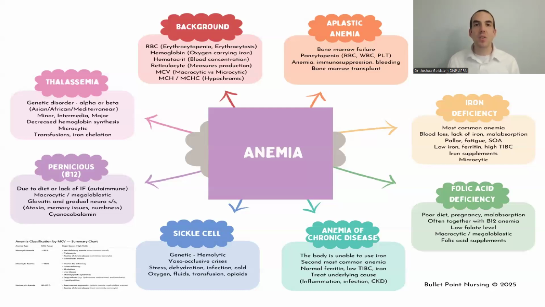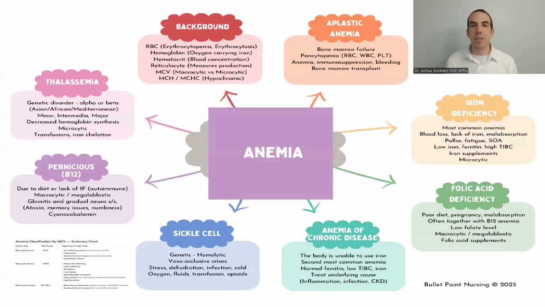Let's move on. The next one we're going to look at, going over to the other side of the screen, is going to be thalassemia. Here's another microcytic anemia. Thalassemia is a genetic type of anemia. There are two different types of it, alpha and beta. Since it has a very strong genetic component, it is most common in people of Asian, African, or Mediterranean descent. It is graded on a scale of minor, intermediate, and major. And the problem in thalassemia is decreased hemoglobin production.